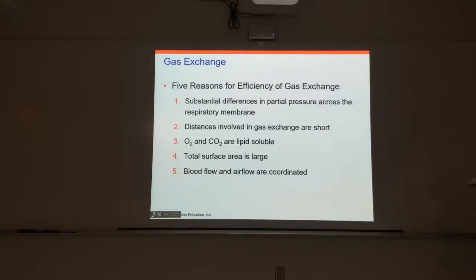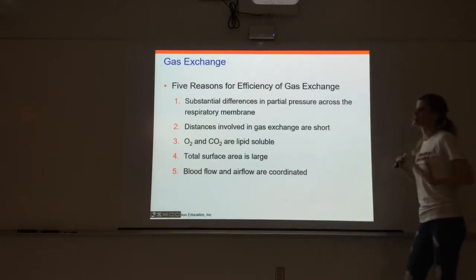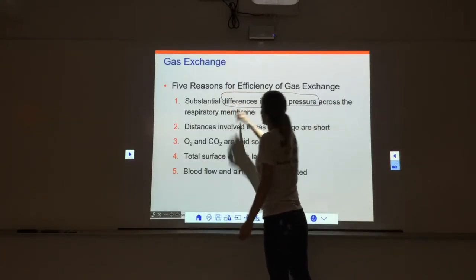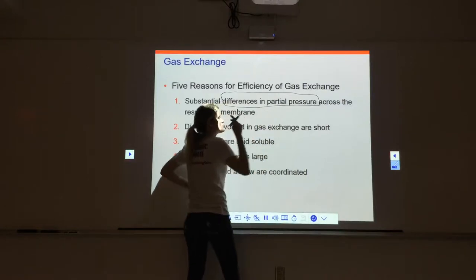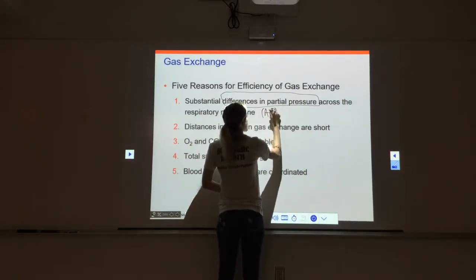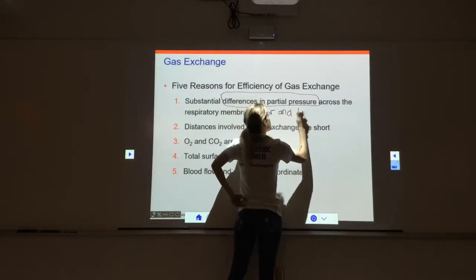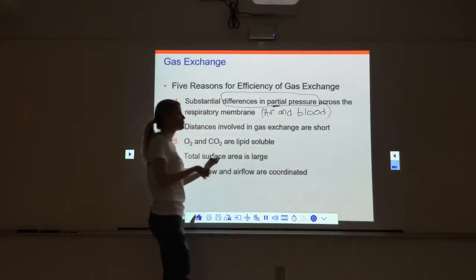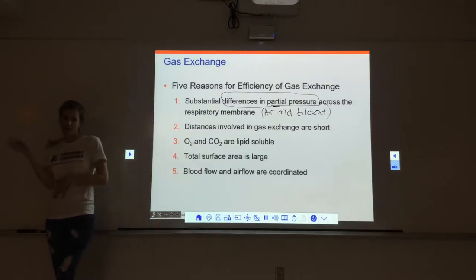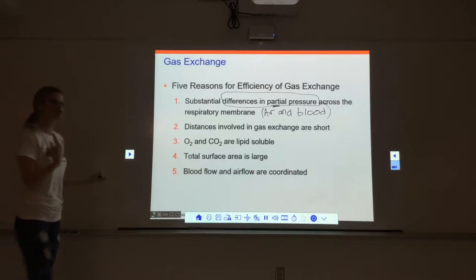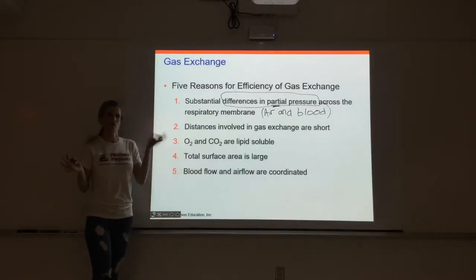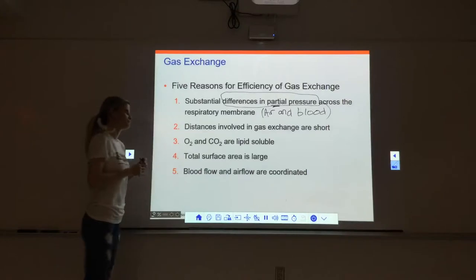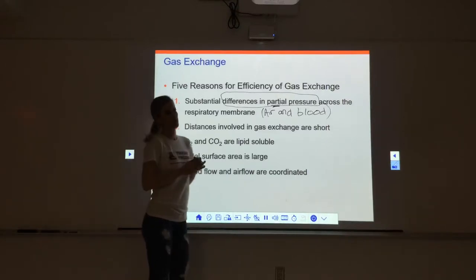All right, so there are a few key things that go into making sure gas exchange occurs efficiently in our lungs. One, there are big differences in partial pressure across the respiratory membrane. What we mean is that there's a big difference in partial pressure between the air in the alveoli and the blood in the alveolar capillaries. Again, we're talking about partial pressures. So we would look at the partial pressure of oxygen in the air and the partial pressure of oxygen in the blood, or the partial pressure of CO2 in the air versus the partial pressure of CO2 in the blood. So we're being specific, comparing what's in the air versus what's in the alveolar blood. The distances involved in gas exchange are very, very short.